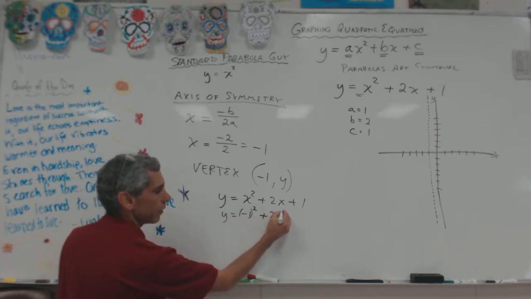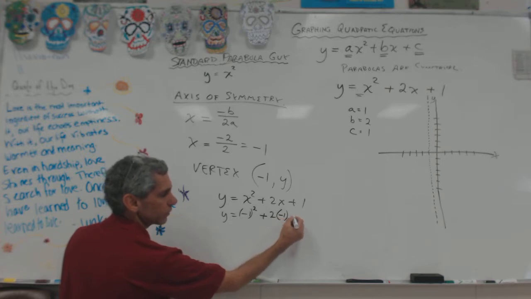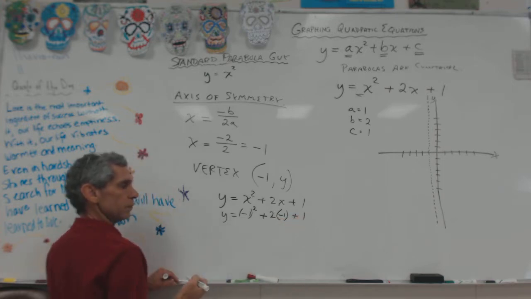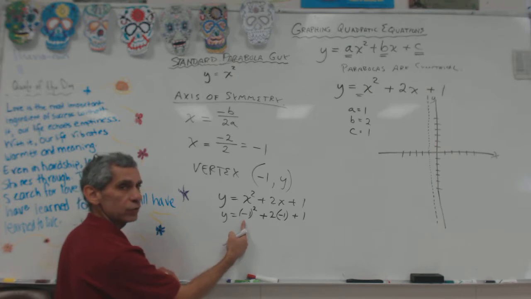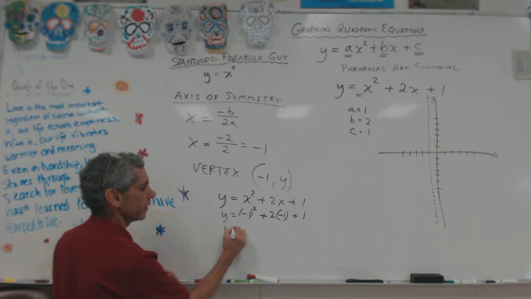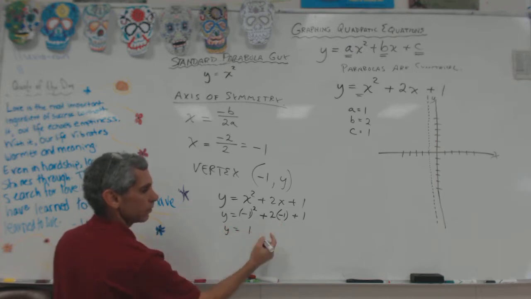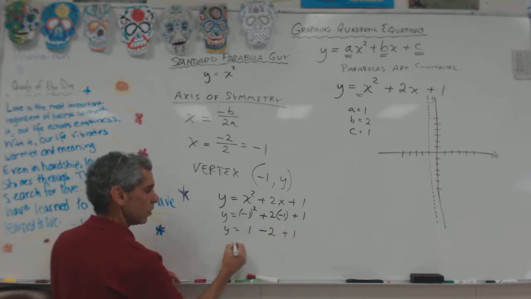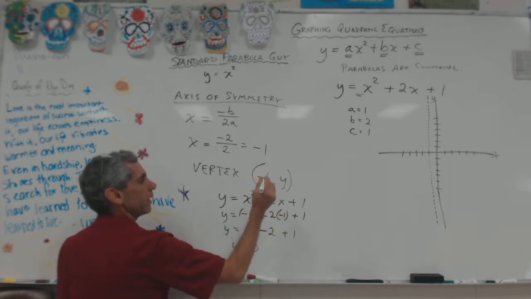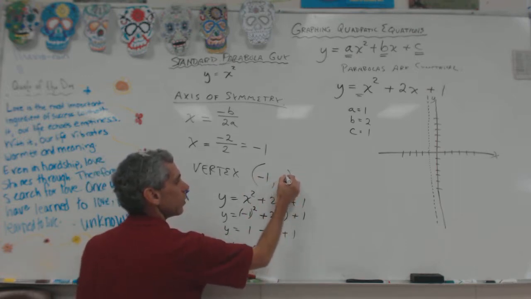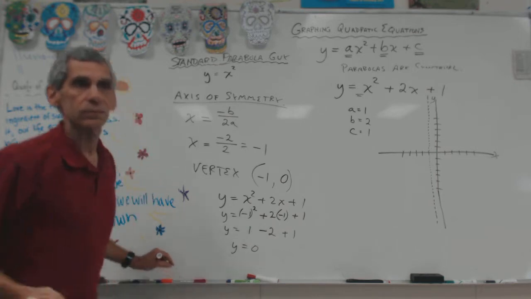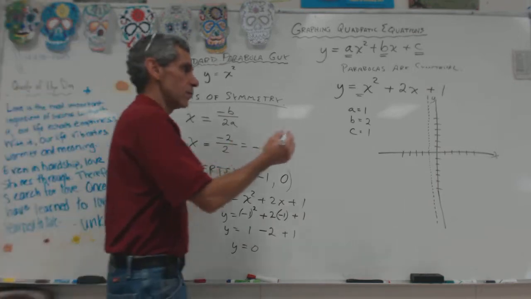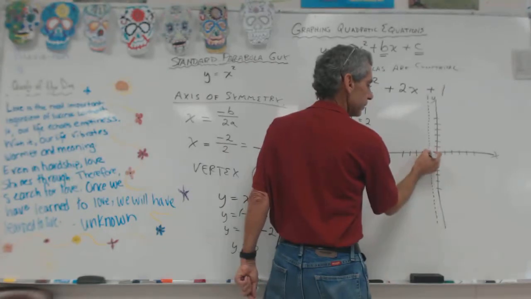Plus 2 times, I just tend to use my parentheses a lot for these. Plus 1. So what do I have? -1 squared is 1. So y is equal to 1. 2 times -1 is -2. Plus 1. I have 1 and 1, 2 minus 2. Y is 0. Oh, great. So my vertex is -1, 0. Right? You with me? So I'm going to go over here. -1, 0. I put a dot.